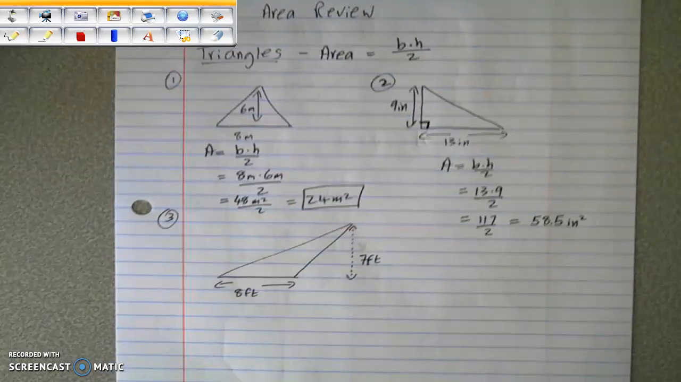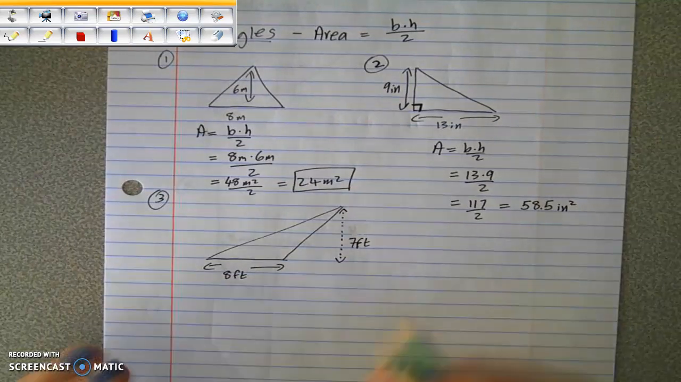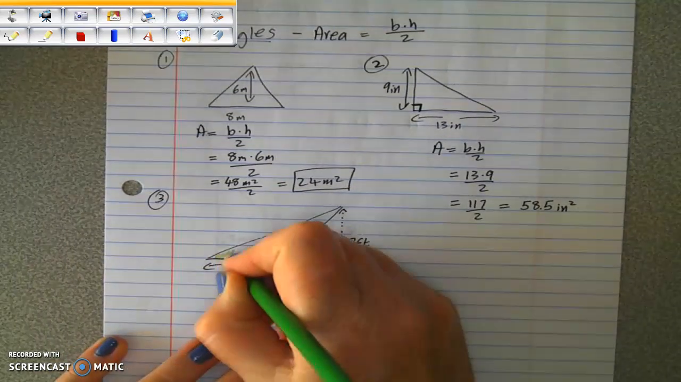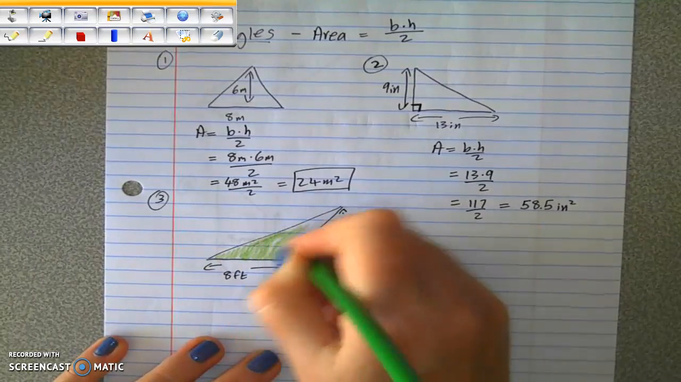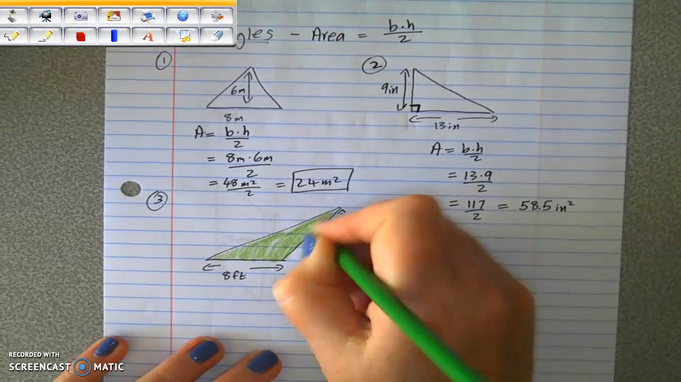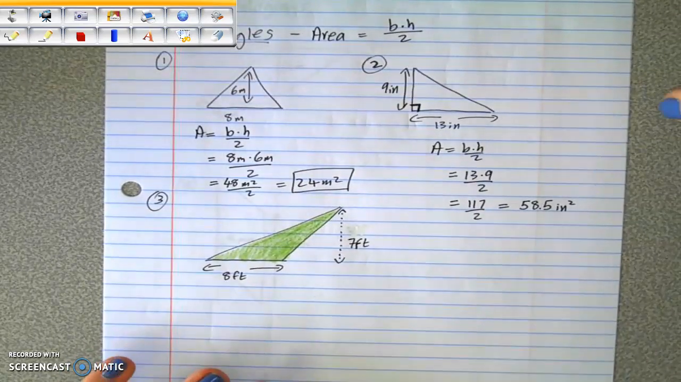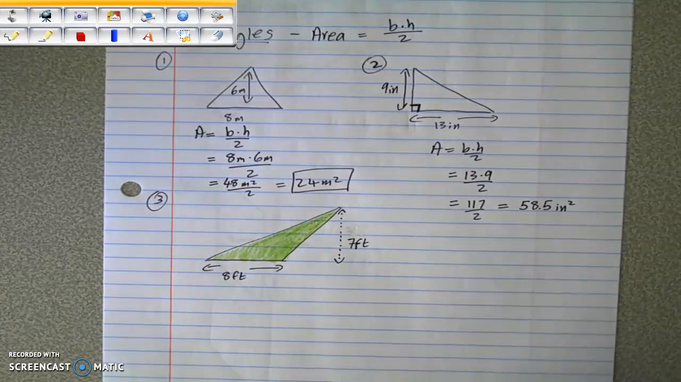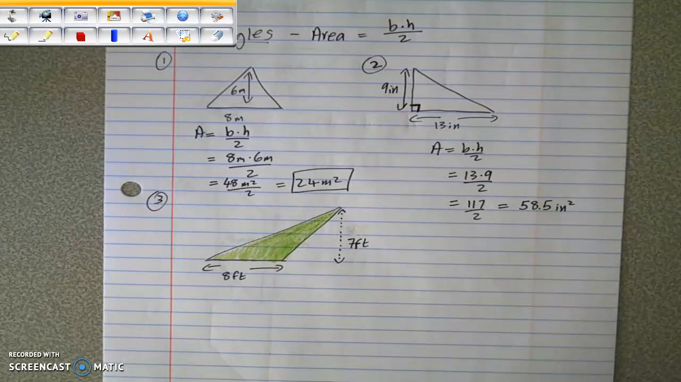Number 3. Now, number 3 is one of those triangles where the perpendicular height, the straight up and down height, falls outside the triangle. So I'm going to color it in for you so you can see the triangle that we're working with and where the height is. So even though the height falls outside the triangle, imagine you're standing up at that very tip top and you drop a stone. It's going to fall straight down. It's still the height that you use even though it goes outside the triangle.